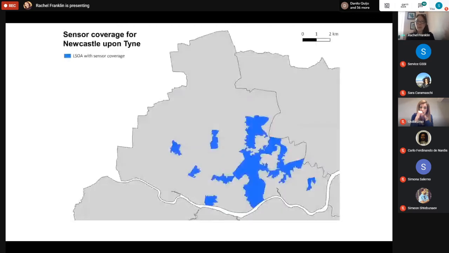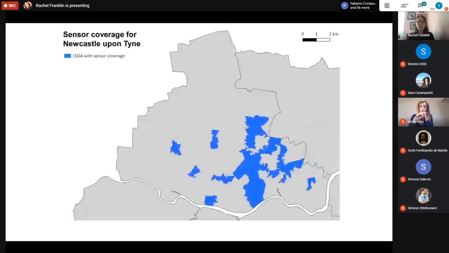Okay, so if we look at the neighborhoods, we can see that the bulk of Newcastle indeed is not covered by a sensor. So these would simply be neighborhoods that have at least one sensor within them. And this is because many neighborhoods have more than one sensor, while the majority have none.